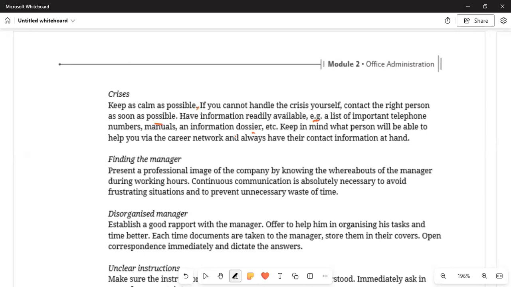And then we go to finding the manager. Present the professional image of the company by knowing the whereabouts of the managers during the working hours. Continuous communication is absolutely necessary to avoid frustrations and prevent unnecessary wasting of time. Disorganized manager: establish a good rapport with the manager. Offer to help him in organizing his tasks and time better. Each time documents are taken to the manager, store them in their covers, open correspondence immediately, and indicate the answers.